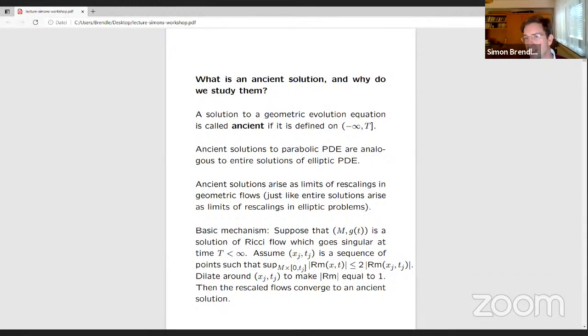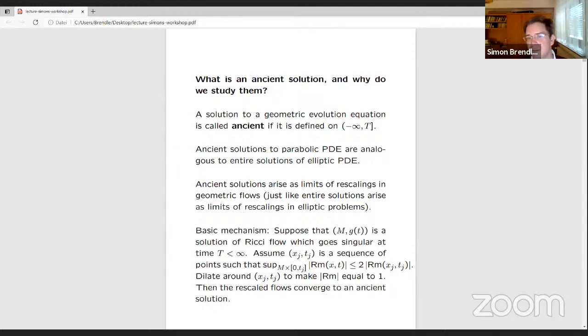Now, it's possible that the solution could be defined infinitely far going into the future, but we don't care. We basically only care about the back history. So as long as we can extend it backward to time minus infinity, then we call it an ancient solution. Right, so the way you should think of this concept is that an ancient solution to a parabolic PDE is exactly analogous to an entire solution of an elliptic PDE.